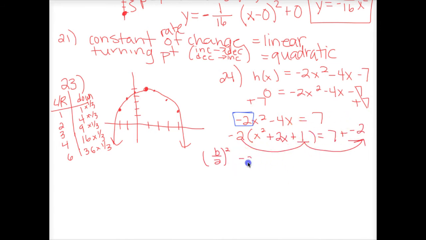So now I need to factor my left side as a PST. This is x plus 1 squared. Remember, square root the front, sign of the middle, square root the back. On the right side, 7 plus negative 2 gives me positive 5. And now I just need to put it back in function form. So I need to move my 5 over by subtracting it and put my h of x back in front. So h of x equals negative 2 times x plus 1 squared minus 5.